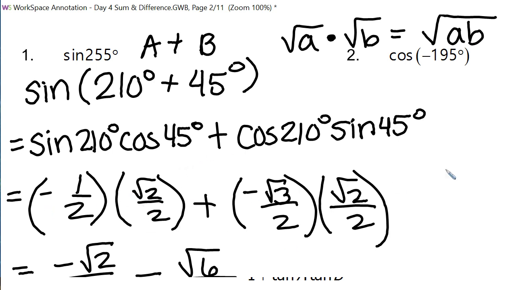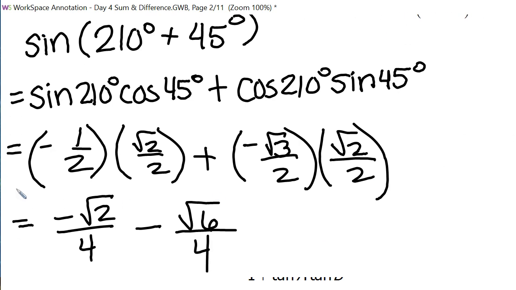Now we have a common denominator, so we can go ahead and subtract these. So we keep the 4. And in the numerator, it's negative square root of 2 minus square root of 6. Final answer. Now, if you chose a different angle pair, your answer might have looked like negative square root of 6 minus square root of 2 over 4. But those answers are equivalent. So if you chose a different pair of angles, then possibly the numerator might be switched around, but that answer is still equivalent.